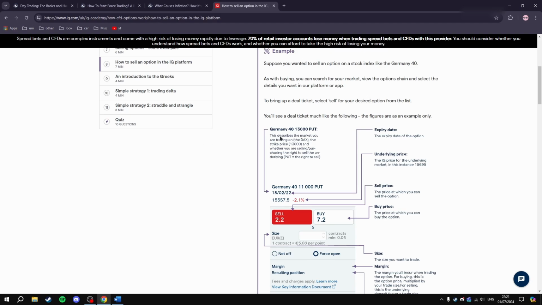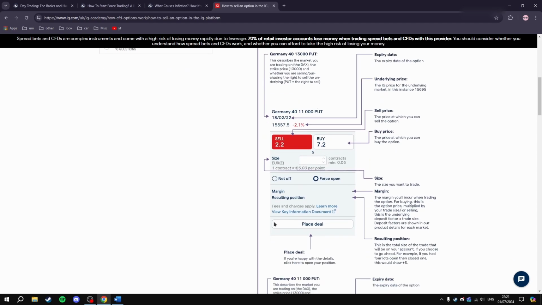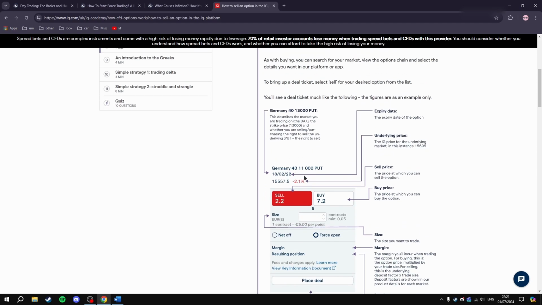This is the deal ticket here. Germany 40 13,000 put. This describes the market you're trading on, the DAX, the strike price 13,000, and whether you are selling or purchasing the right to sell the underlying. So puts, the right to sell.